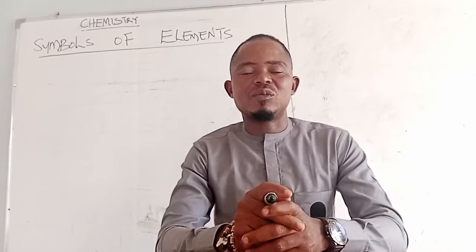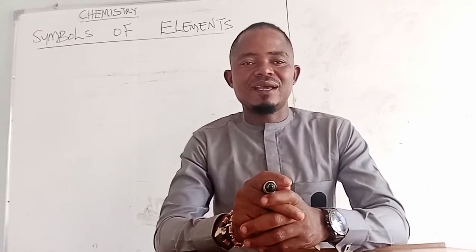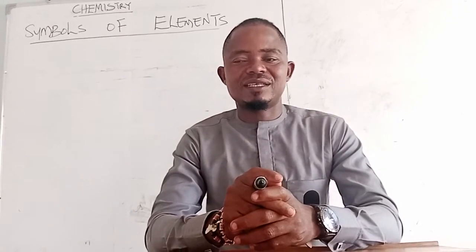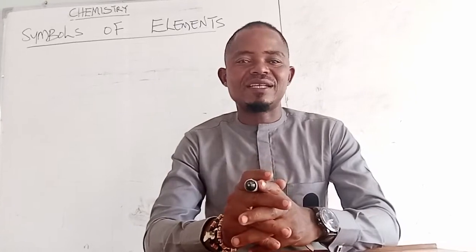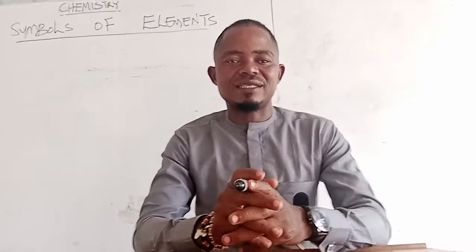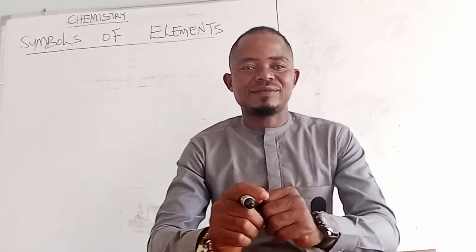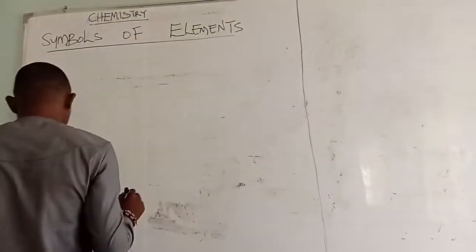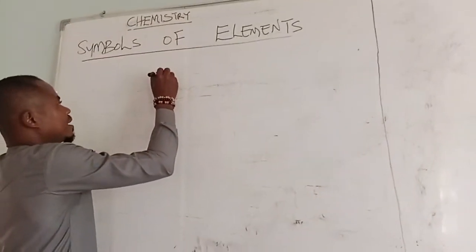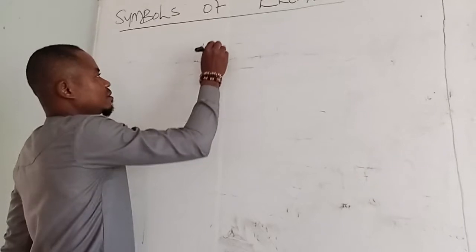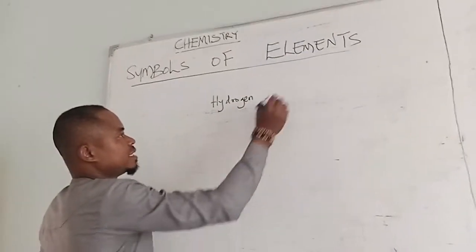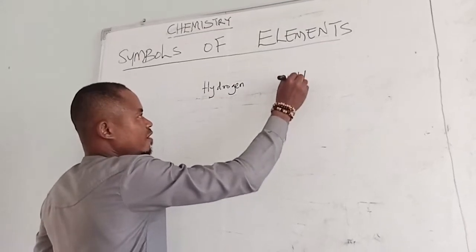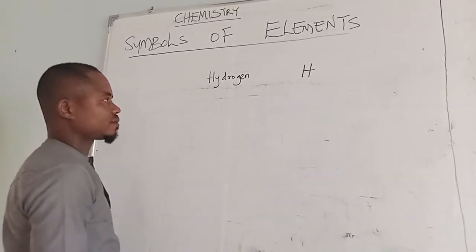Now, how did they come up with symbols? In writing symbols of elements, the first way was to pick the first letter of the element and write it in capital letter. Like for hydrogen, to pick the first alphabet, H. That is why I have the symbol of hydrogen as H.